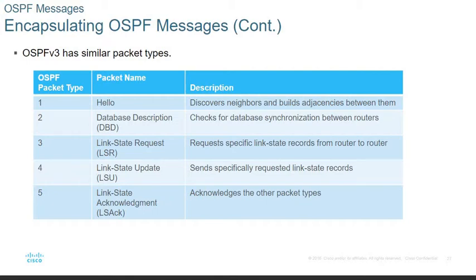OSPFv3 has similar packet types. OSPF packet type, packet name, description. 1. Hello discovers neighbors and builds adjacencies between them. 2. Database description, DBD, checks for database synchronization between routers. 3. Link state request, LSR, requests specific link state records from router to router. 4. Link state update, LSU, sends specifically requested link state records. 5. Link state acknowledgement, LSAck, acknowledges the other packet types.